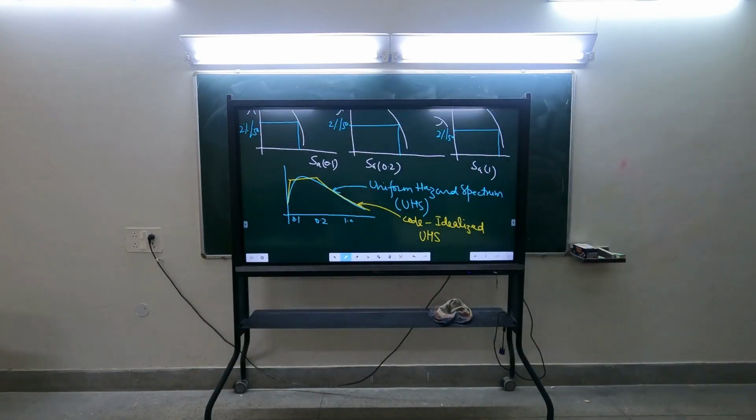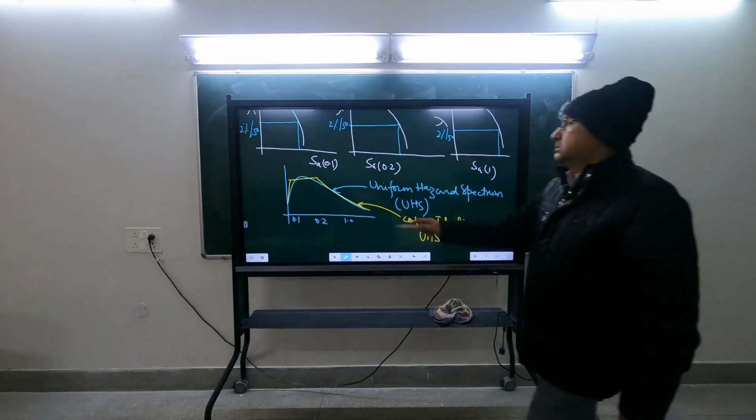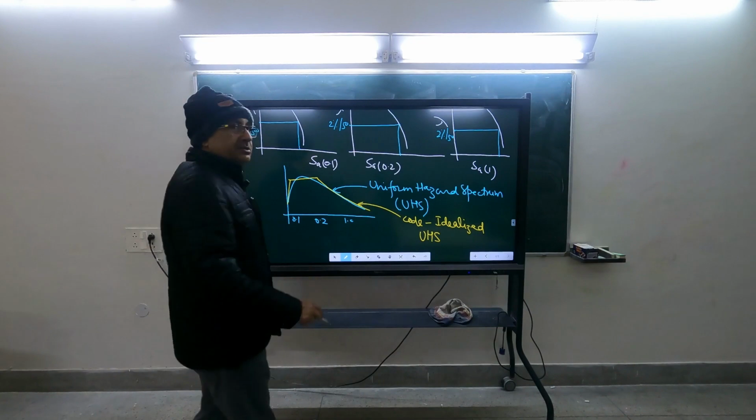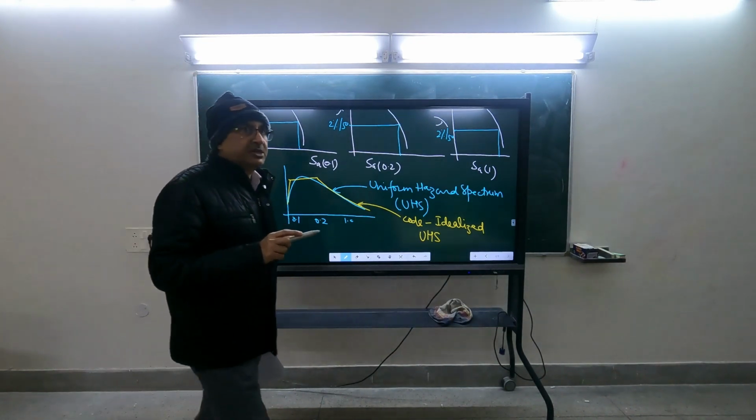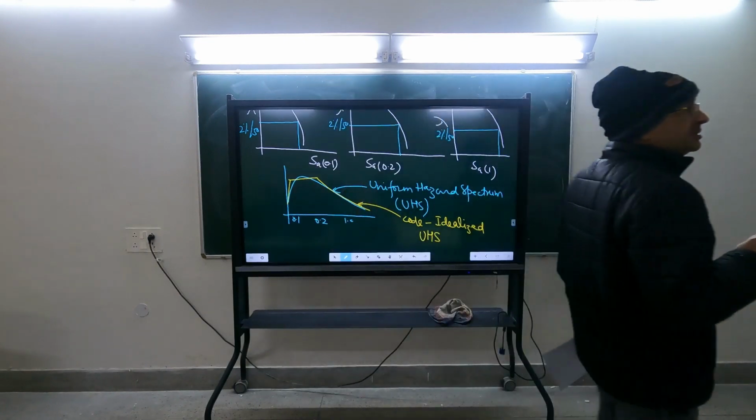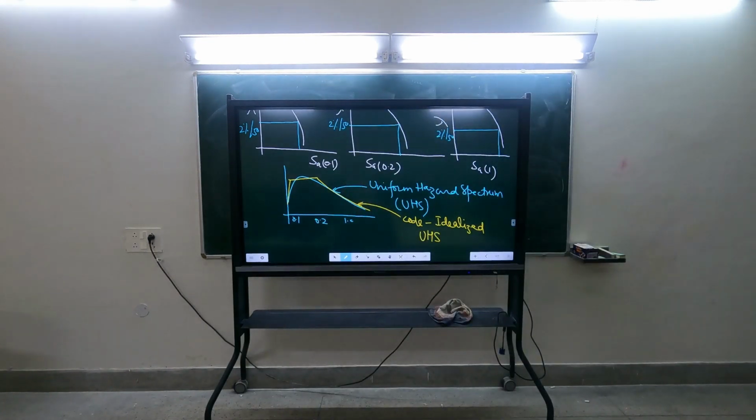So what code gives is idealized. The actual shape is like this. What is given in the code is representing UHS, uniform hazard spectrum. And why are we calling it uniform hazard? Because this corresponds to equal probability of exceedance at all periods. So the probability of exceedance of this hazard at all periods is uniform. That's why we call it uniform hazard spectrum.